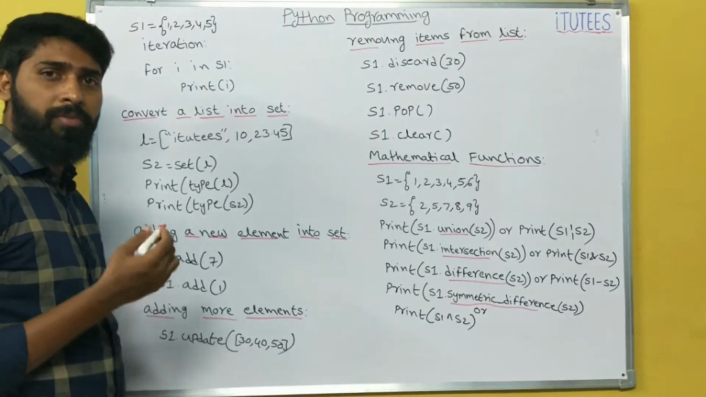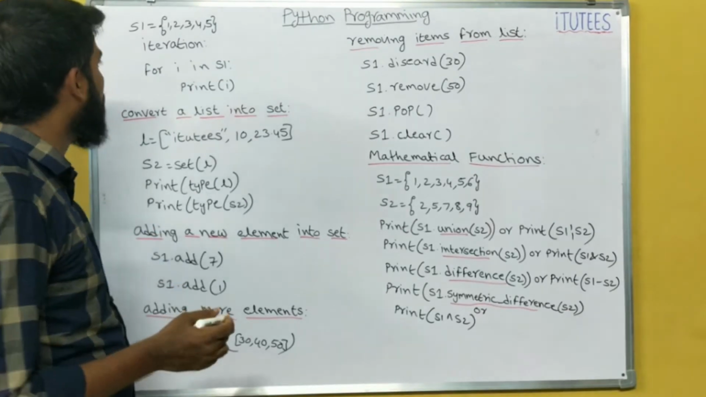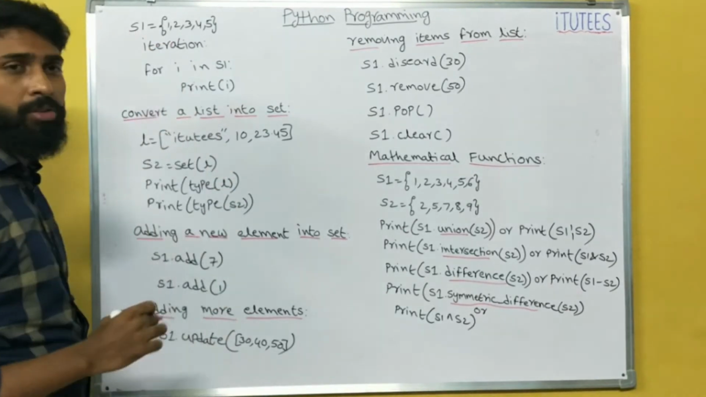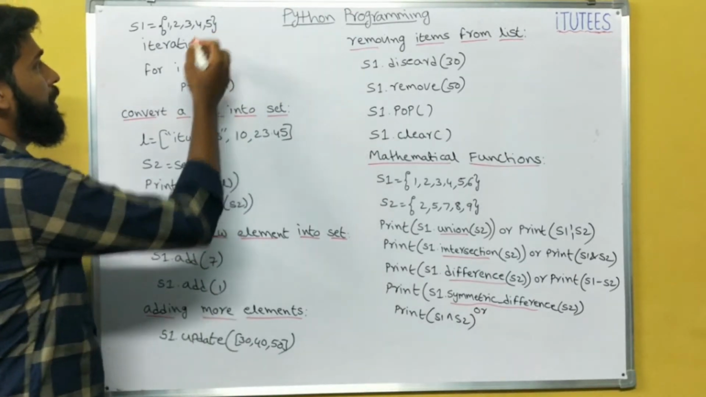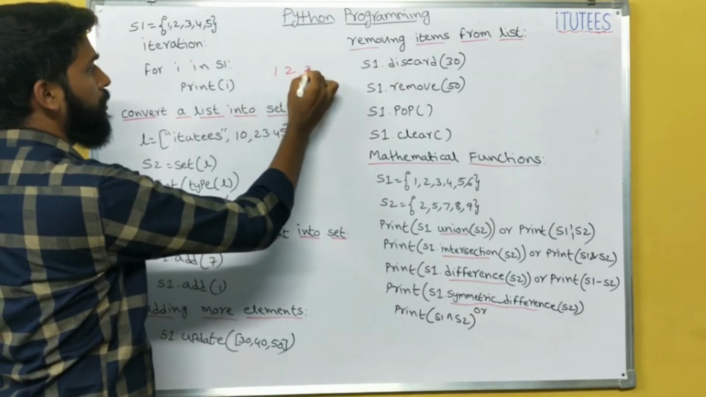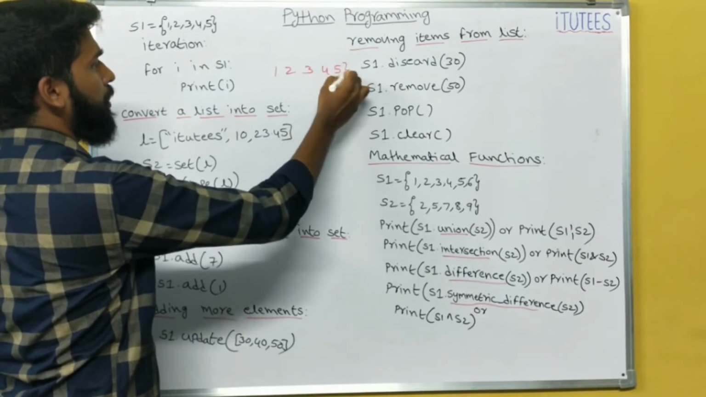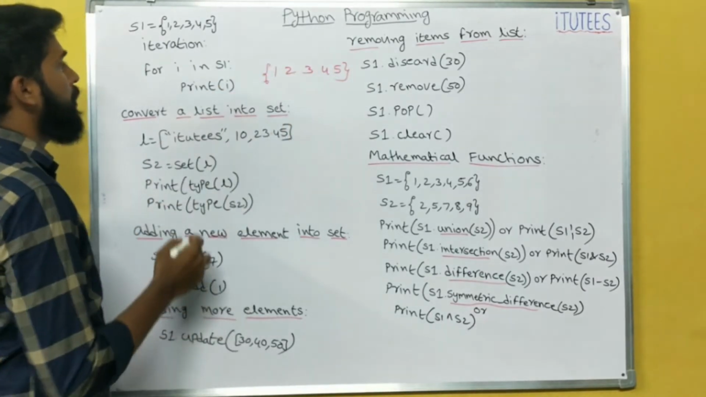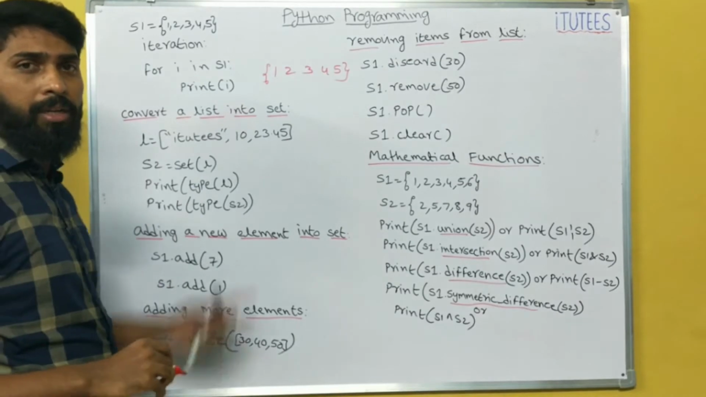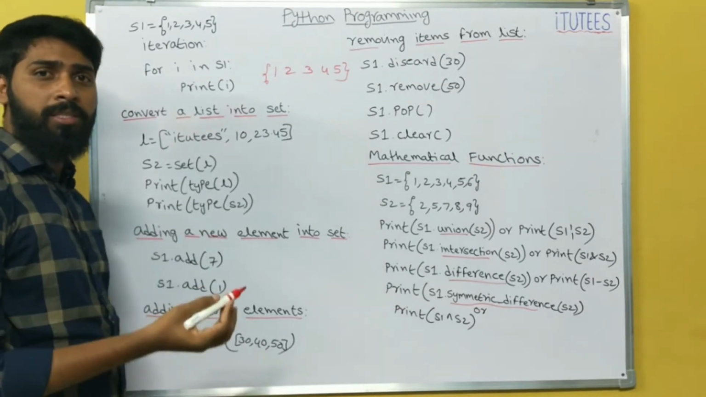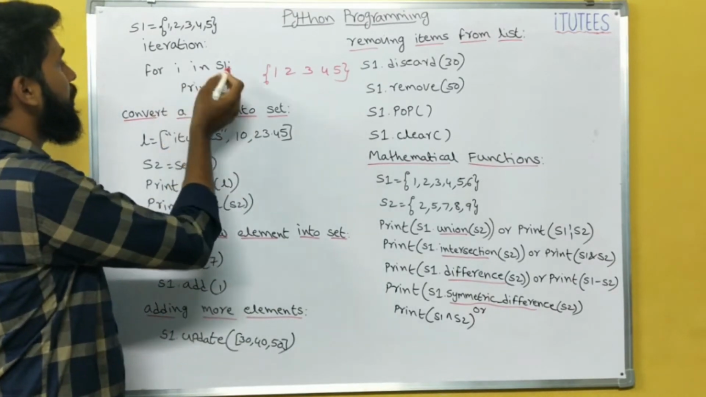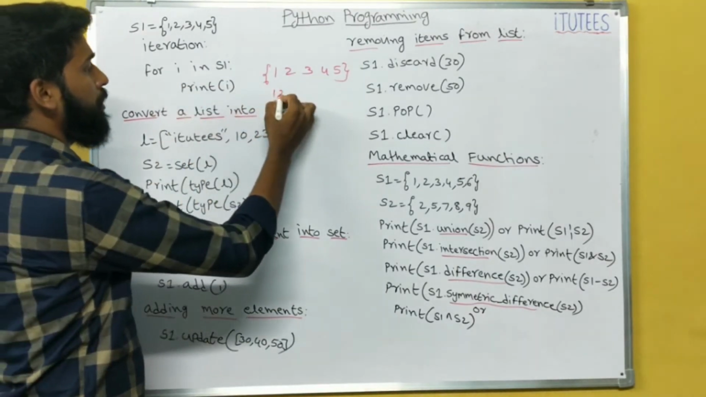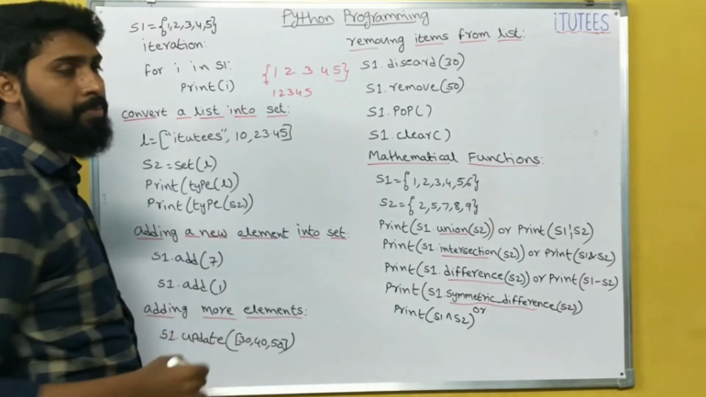Now we can perform different operations on sets. I am taking S1 equals 1, 2, 3, 4, 5 as a set. If I print S1, it prints 1, 2, 3, 4, 5. I can iterate the set, but we cannot access the set with the help of an index. So for i in S1, what does it print? It prints 1, 2, 3, 4, 5.